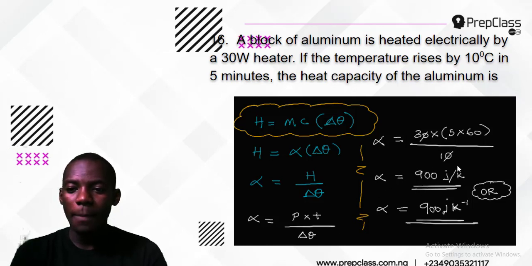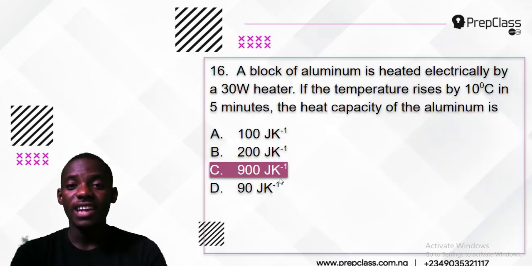So if I cancel this, I'll be left with 3 times 5 times 60, and that will give me 900 joules per Kelvin. Or you can say 900 joules per degree Celsius. It is both the same thing. So that is the answer for that question. C is the correct answer, 900 joules per Kelvin.